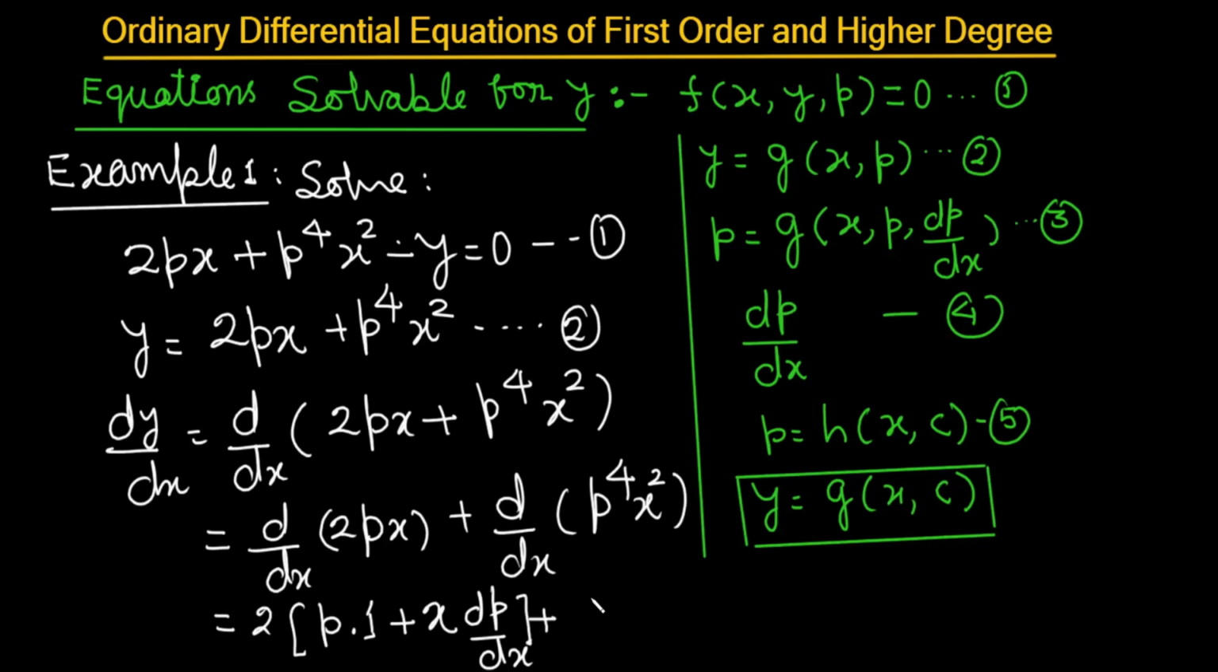So bracket close. Again, we will use the UV rule here to find the derivative. So we have the first function p raised to power 4 times x squared, derivative with respect to x, it will be 2x plus x squared times the derivative of p raised to the power 4 with respect to x. We apply the chain rule, so this will be 4p cubed and dp by dx.